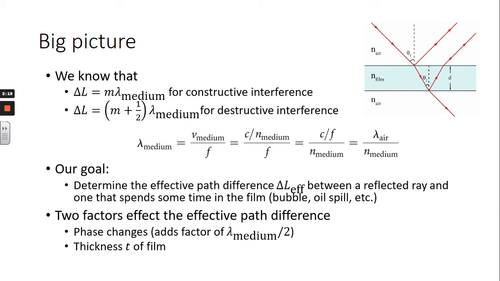So overall, the wavelength of light in the medium is going to be equal to the speed of light in that medium divided by frequency. The speed of light in a medium is going to be the ratio of the speed of light in a vacuum to the index of refraction of the medium. A little bit of algebra gives the equation here, and we're left with c divided by frequency, which is the wavelength of light in air, divided by the index of refraction of the medium. So this is an equation that we're going to use to relate the wavelength of light in a medium and the wavelength of light in air, when we're trying to figure out when we get interference.